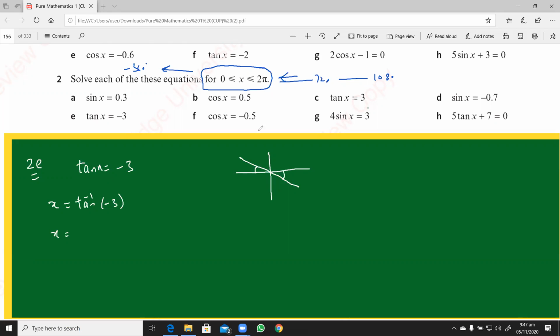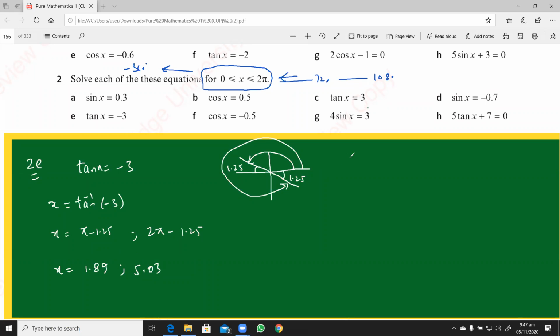1.25. This has to be correct to three significant figures. This is 1.25. Now, one angle is going to be pi minus 1.25, and the other angle is going to be 2 pi minus 1.25. So what do you have when you find pi minus 1.25? 1.89. And 2 pi minus 1.25 is 5.03. So these are the solutions of this equation.